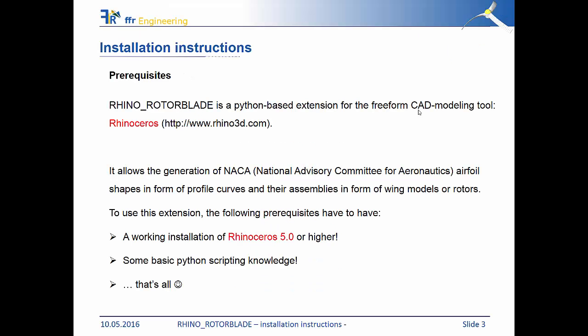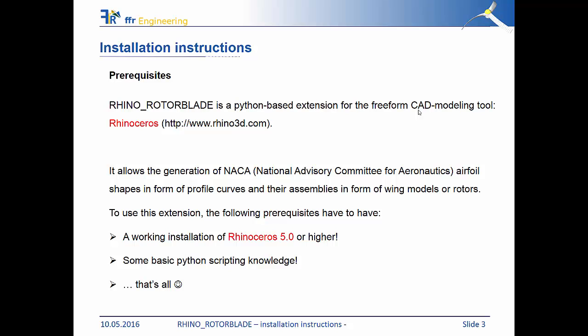So this document you will see here, you will also find in the installation folder of the Rhino Rotoplate extension, which I will show in a second. First of all, I want to say something about this extension. It is a Python-based extension to allow you to generate NACA profiles or airfoil cross-sections using the software Rhinoceros.